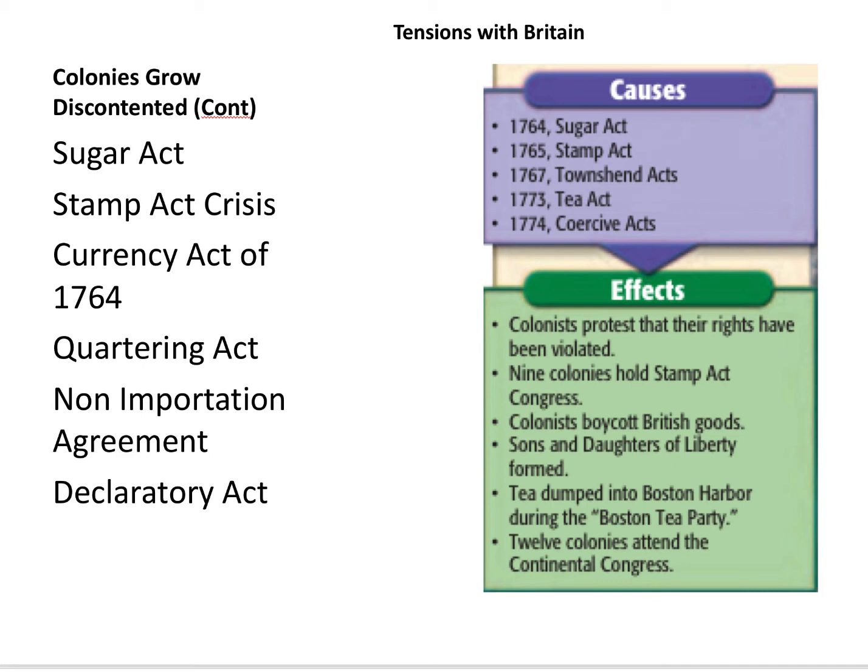Stamps were required on most printed materials. The stamp tax was the first direct tax Britain had ever placed on the colonists. The Quartering Act, passed by Parliament in 1765, forced the colonists to pay more for their own defense by providing places for British troops to stay in the colonies.